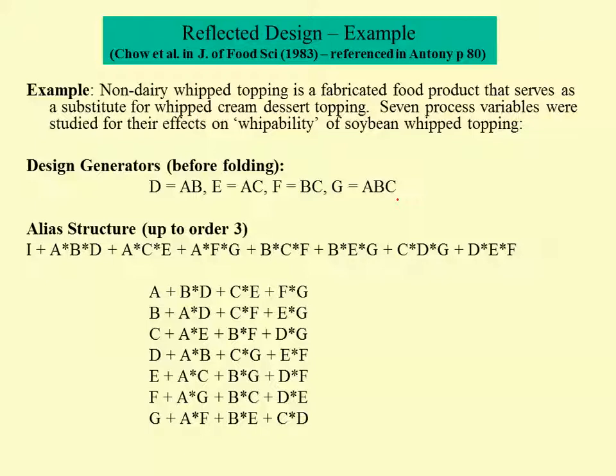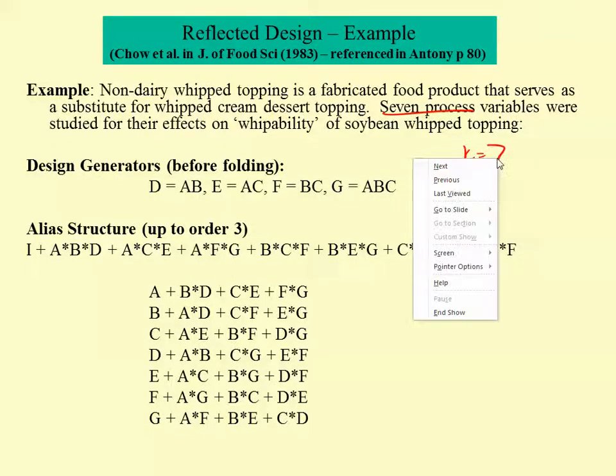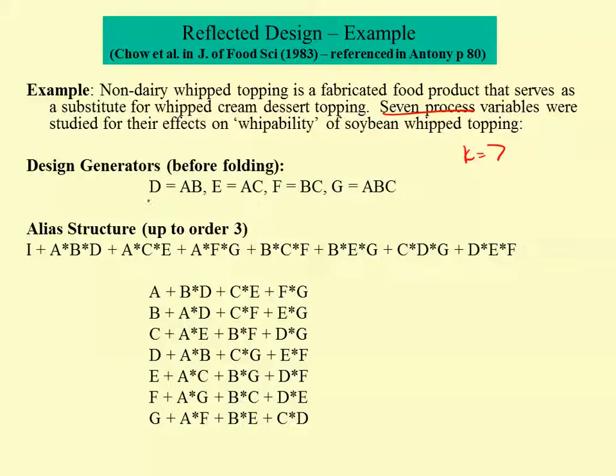And let me see if I can figure out if I've got the names of them. I don't have the names of them. That's too bad. But anyway, they're going to run this design. They have 7 factors, right? So k equals 7. And they had these design generators. So that's 7 minus 4 design generators. That's going to be 8 runs, right? So that's a pretty saturated design.